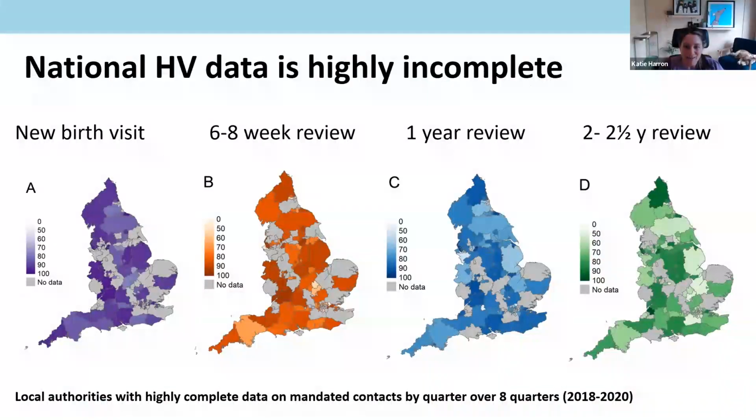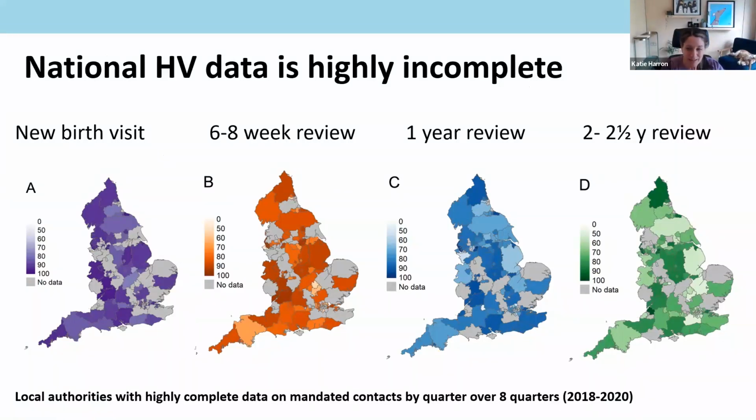So one of the challenges with CSDS is that it's incomplete and it's geographically variable. So these plots show the coverage of each of the postnatal mandated contacts for each local authority. So the grey areas don't contribute any data over this 2-year period, and not all of the local authorities submit consistent data. So we might look at some areas that seem to have high health visiting coverage, but we have to take into account the amount of data that they've contributed.